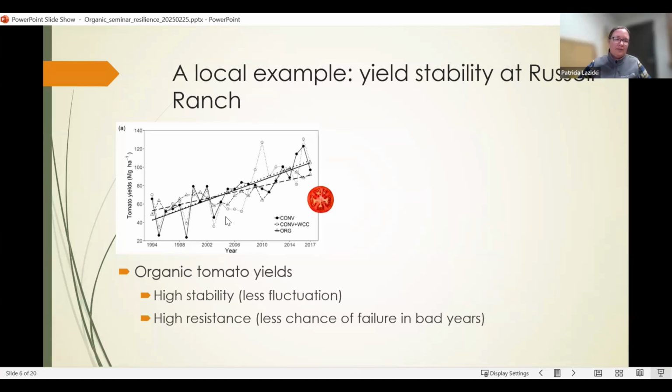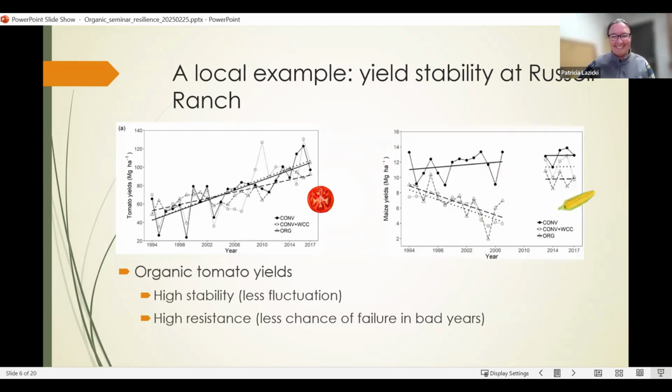You'll notice there's a couple of years where both of the other systems had really bad years. Those were stressful conditions that didn't affect the organic as much. And so these were considered to have a high yield resilience. But resilience is very complicated. And this is a theme that will keep coming up because remember, these were corn tomato rotations. So every year, corn tomato on the same plot, same soil.